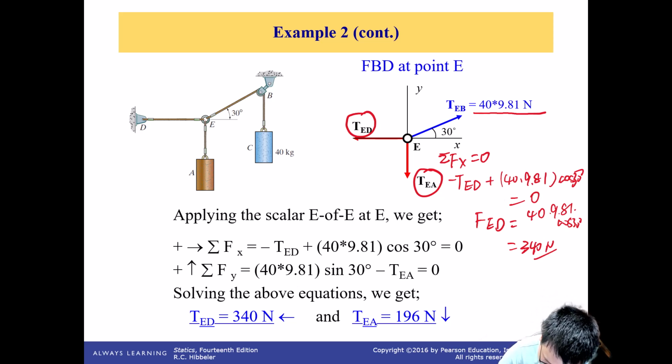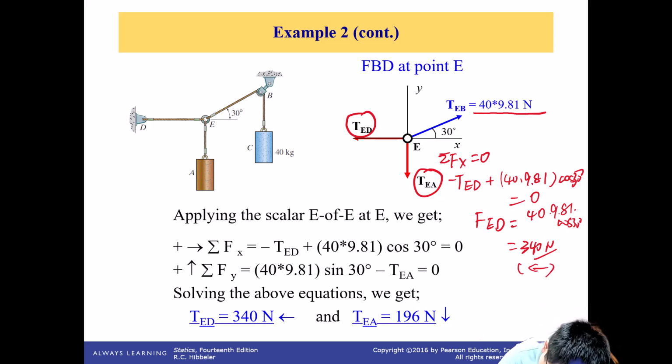Because FED is positive, this means the direction of FED is the same as we assumed. Our assumed direction of FED is to the left side, and our solved value is a positive 340 Newton, which means the FED is to the left side.